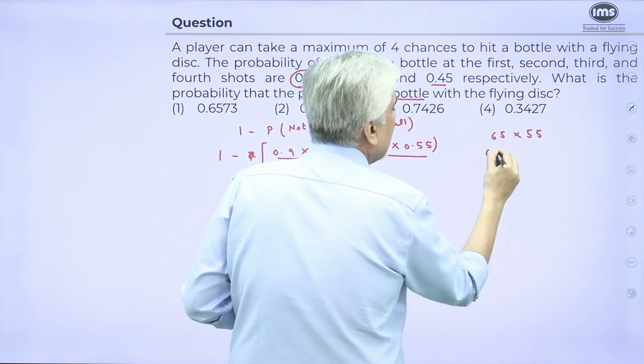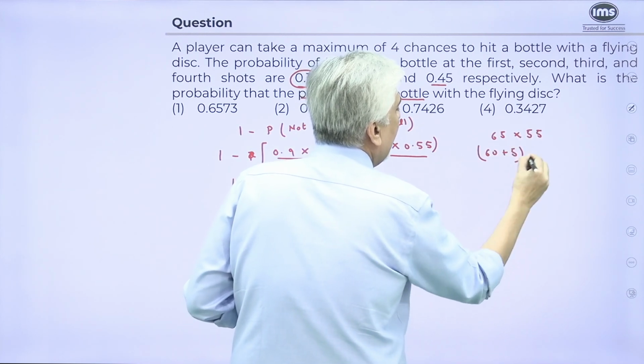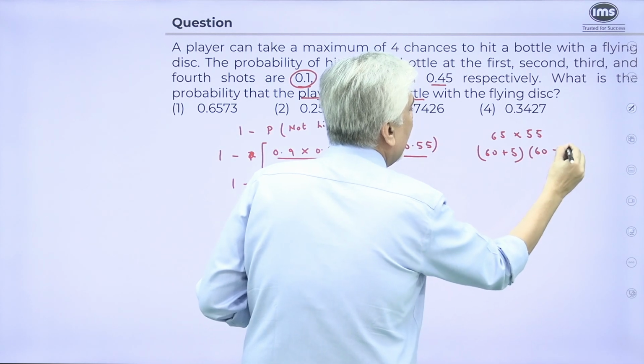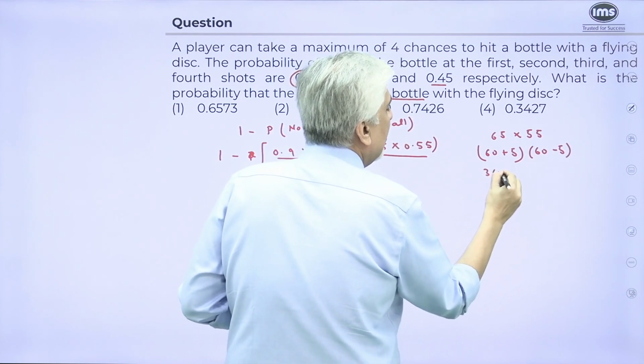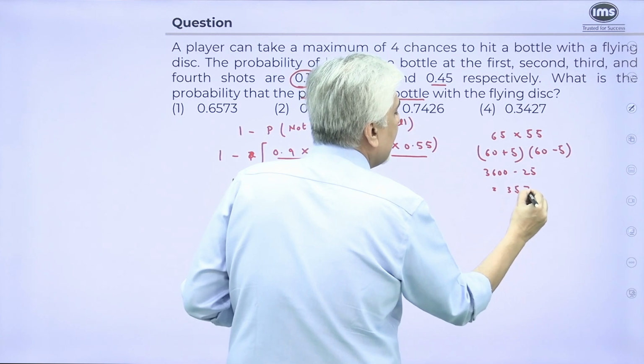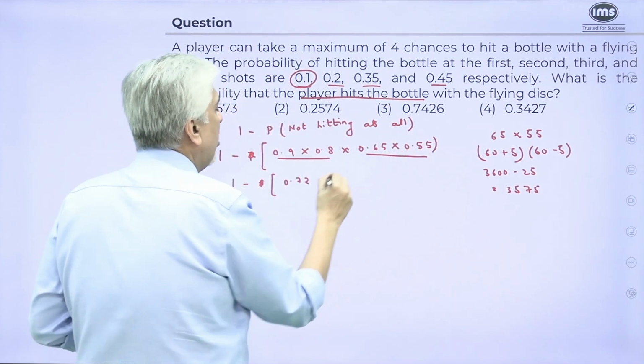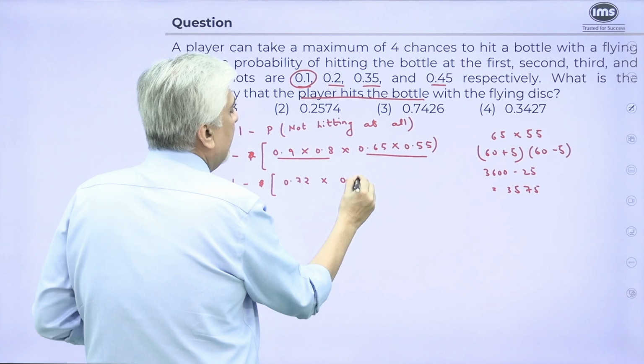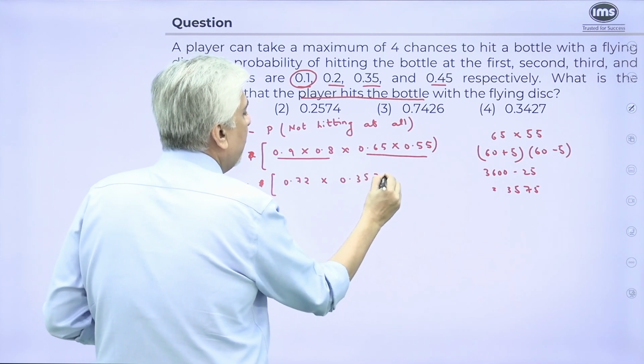It is 60 plus 5 into 60 minus 5. A plus B into A minus B. 3600 minus 25. 3575. And because there are 4 decimals, it will be 0.3575.